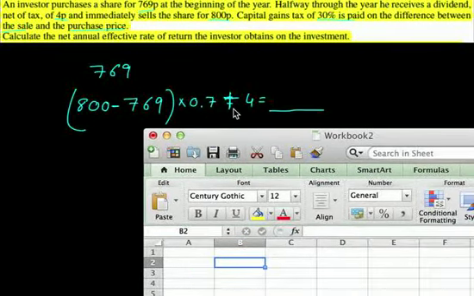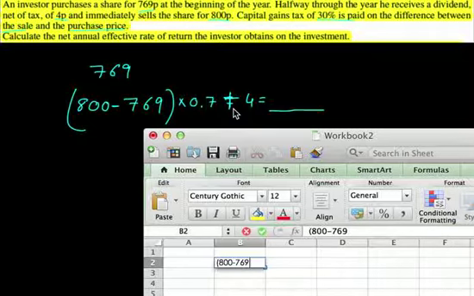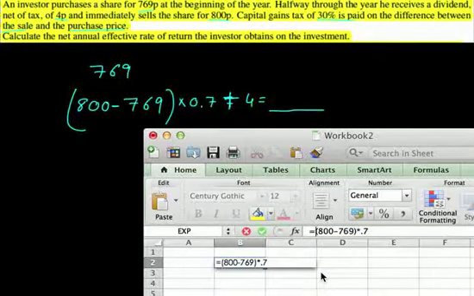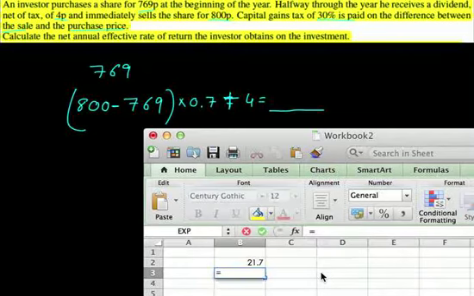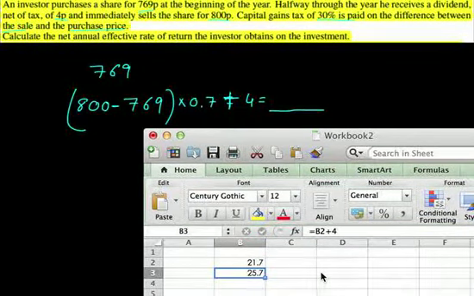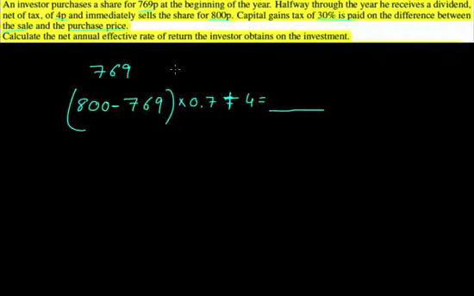So let's just have a quick look and see what we get. We have 800 minus 769 times 0.7. I'm just going to do this as one equation. He gets 21.7 pence just from the sale, and then we also increase it by that 4 pence dividend, so it's 25.7. I'll just write that down.